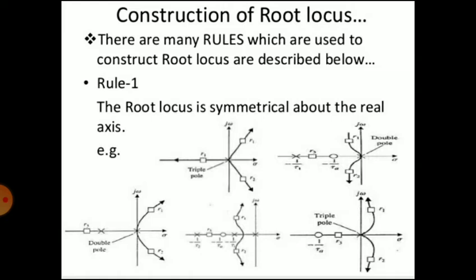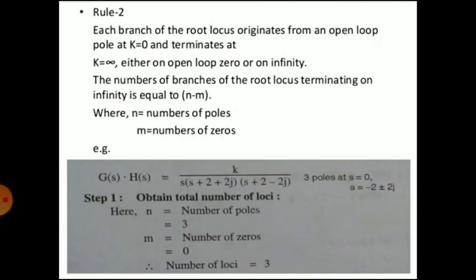That is shown in the diagram. So the root locus is always symmetrical about the real axis. Different sections of the S-plane are shown, left half and right half. So the root locus is always symmetrical about the real axis. That is rule number 1. Then rule number 2.